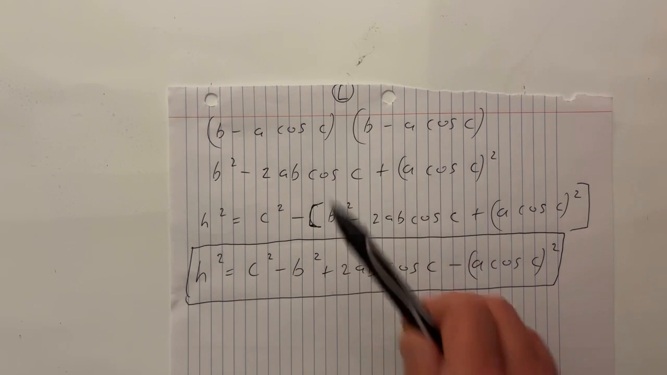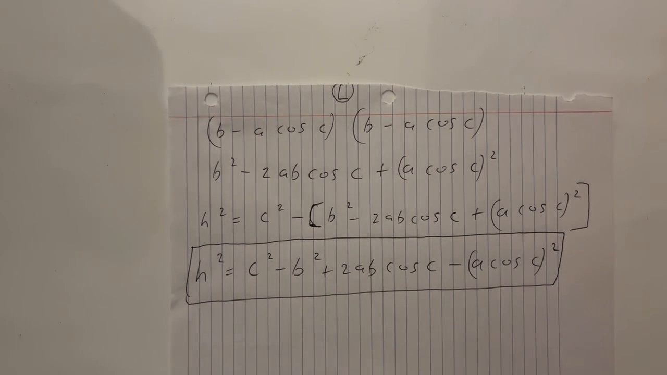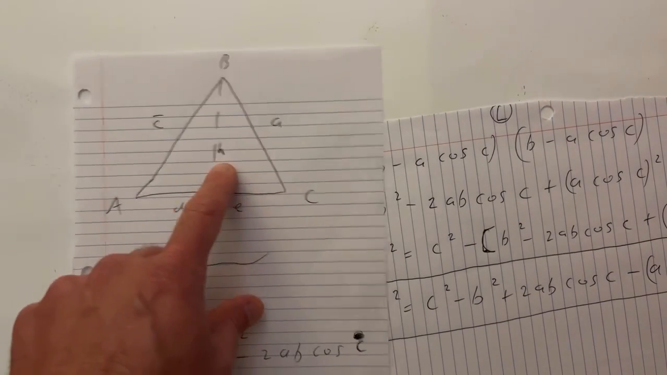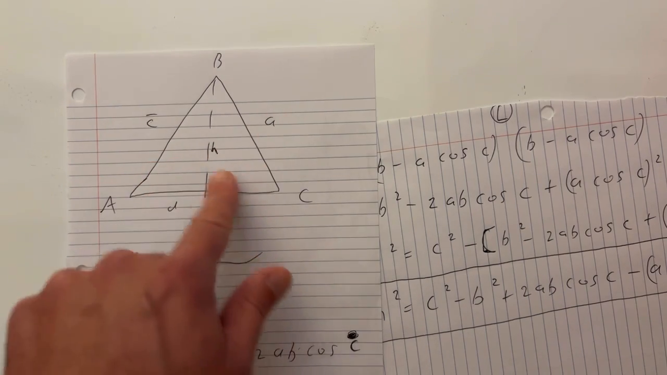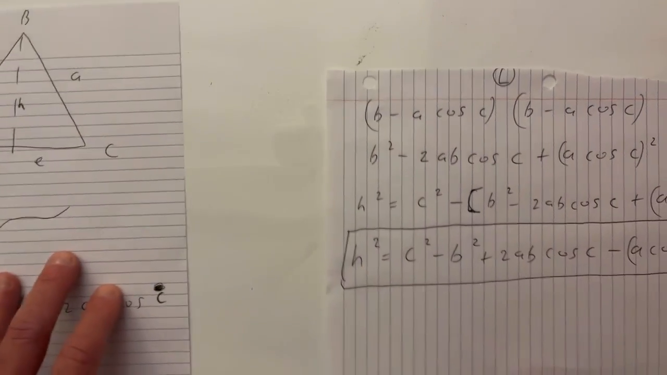Okay, so this is the left side of the triangle. Right here, we did the whole left. Now we're going to do the same thing to the right. The right is actually easier.